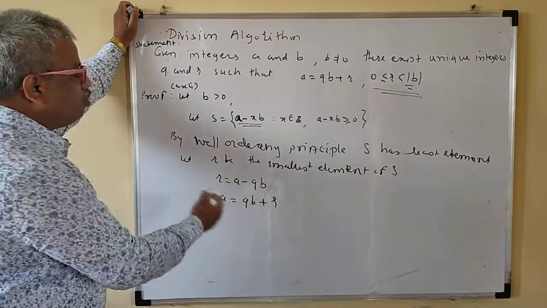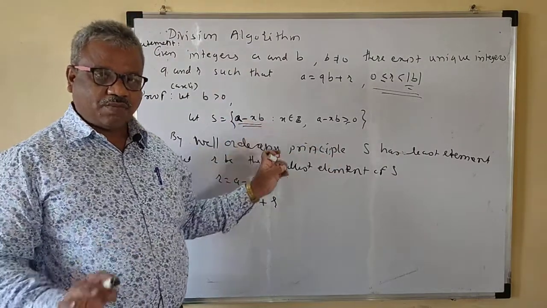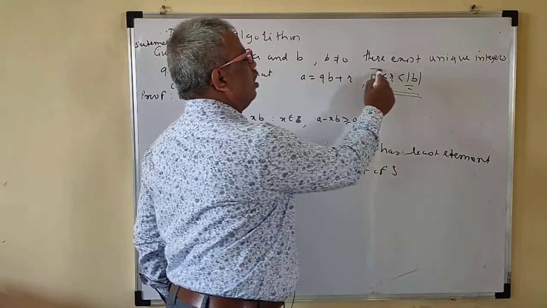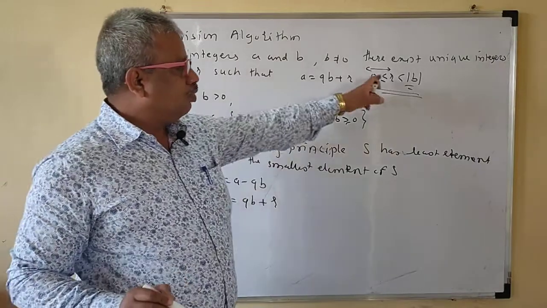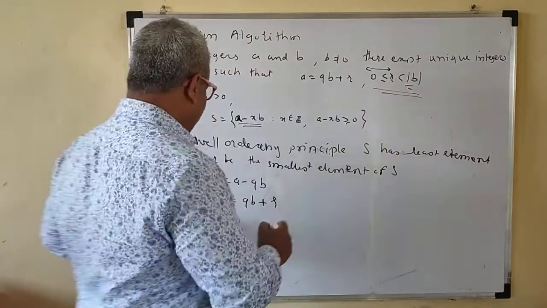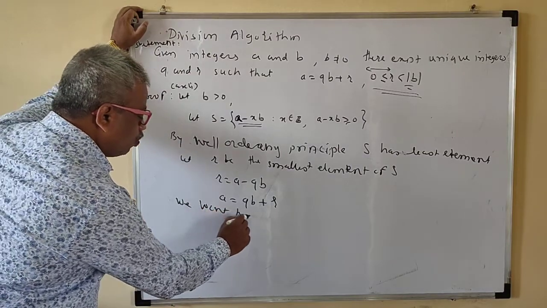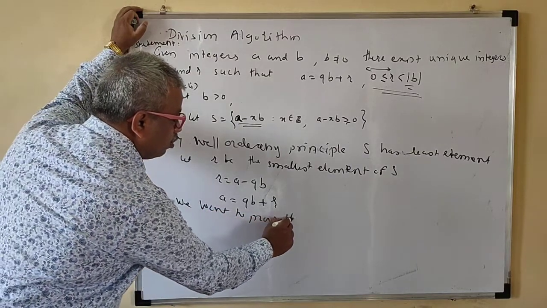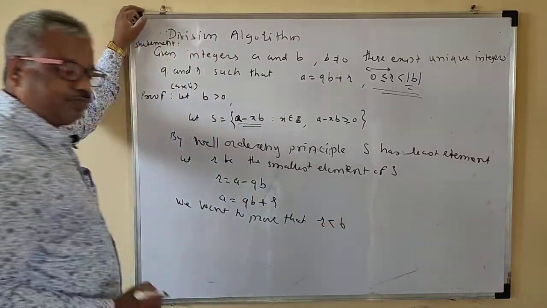So r is greater than 0. We have proved this: r is an element of S and all the elements of S are positive. We did this already. r is positive because r is an element of S. Only this we have to prove: we want to prove that r is less than b.